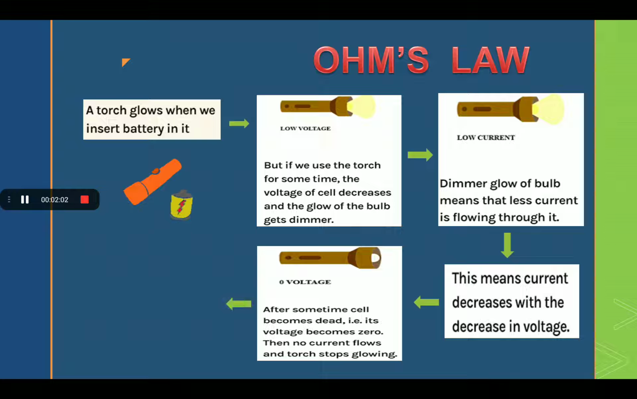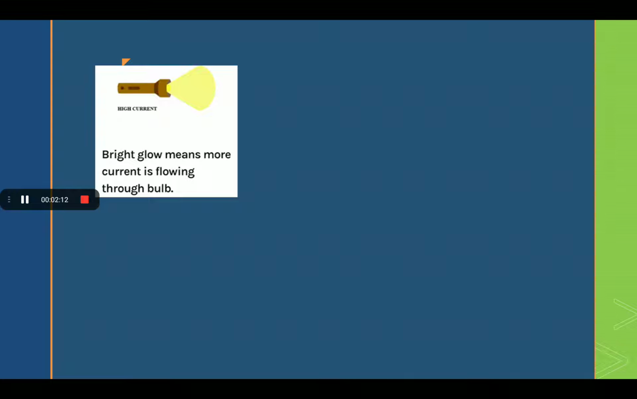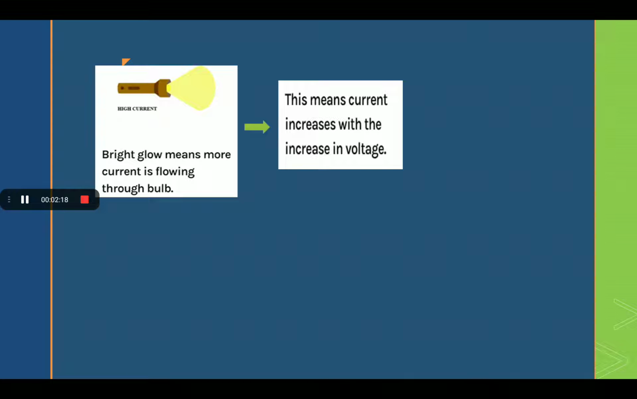But when we insert a new cell in the torch, the bulb again starts glowing brightly. What does this bright glow mean? It means that more current is flowing through the bulb. This means that the current increases with the increase in voltage.